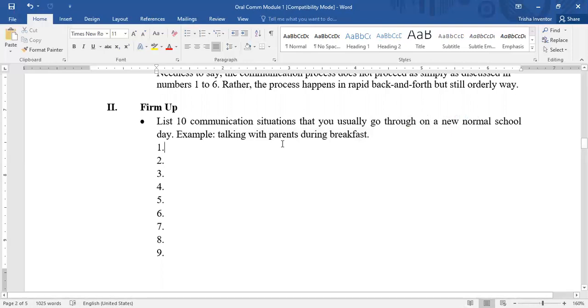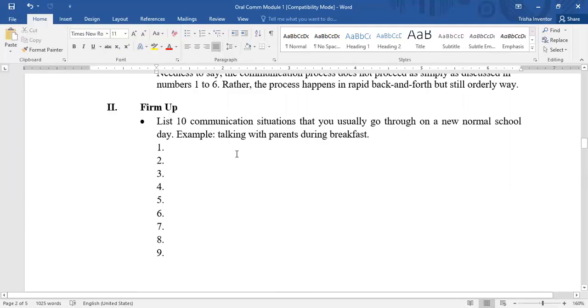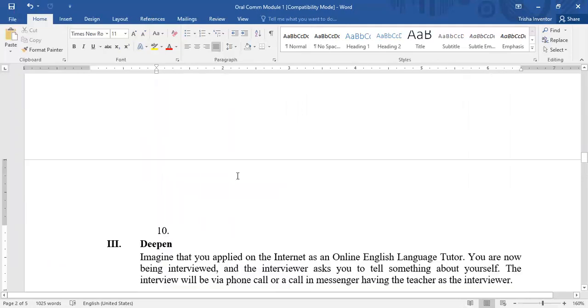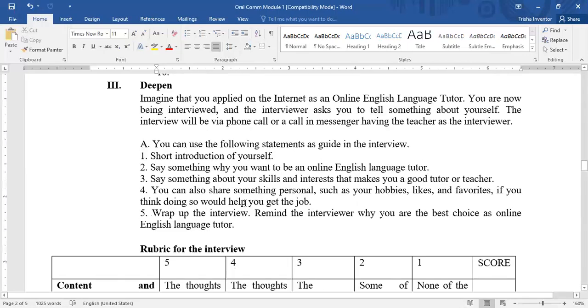Those are just a few of the examples of 10 communication situations. Again, list 10. Okay, one sentence only in each number. This is for 10 points. Okay, next, the deep end.